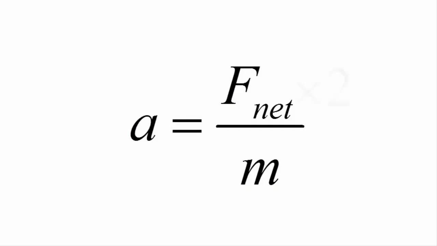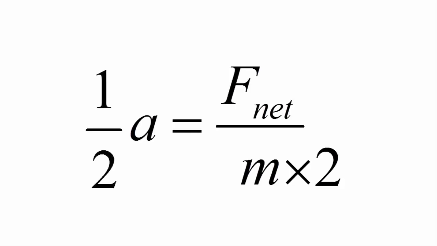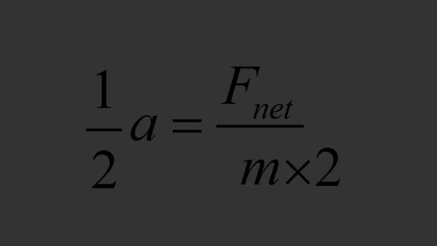According to Newton's second law, if you double the force, then the resultant acceleration is doubled. If you double the mass, then the resultant acceleration is halved. So acceleration is proportional to the net applied force and inversely proportional to the mass. This formula is consistent with our observations.